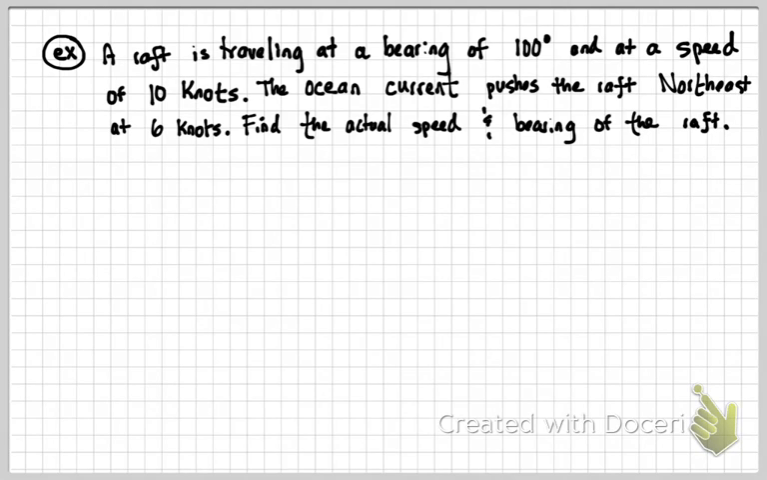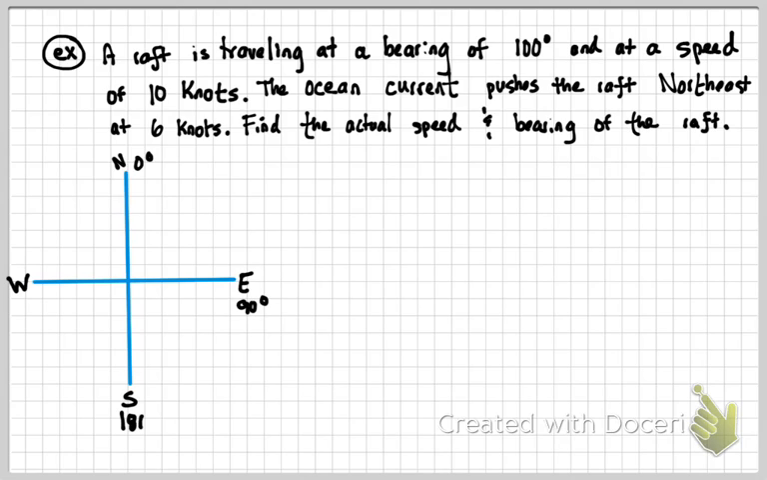Draw a picture, and since we're working in bearing, let's set it up in terms of north, east, south, and west. All right, we know that north is 0 degrees, east is 90, 180, and 270, because we're working in bearing form at the beginning. All right, now I'm just going to talk you through. You're going to help me with this.